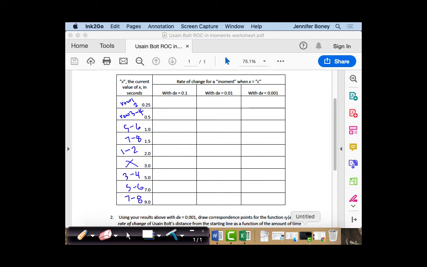So take a few minutes, see if you can get these computations at 3 different dx sizes, because not only are we going to look at what the values are, we're going to look at what the pattern of the values are.